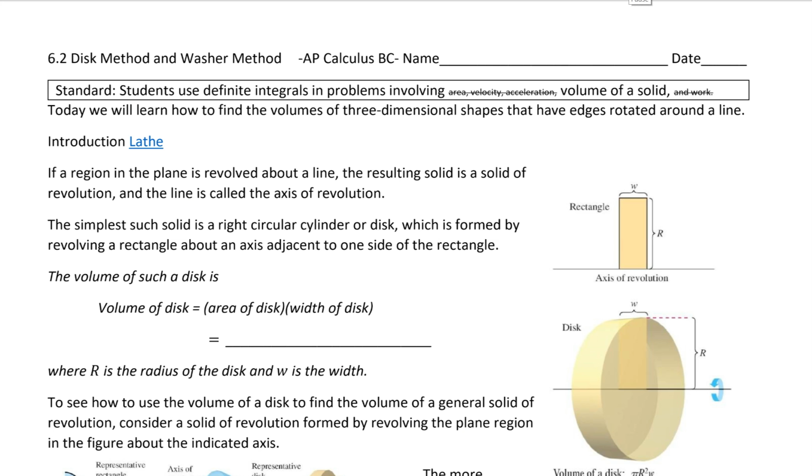Now there's quite a bit of reading and things that we have to do to get this out of the way. If a region in the plane is revolved about a line, the resulting solid is a solid of revolution. When you rotate something around a line, it's called a solid of revolution, and the line is called the axis of revolution. So here's what we got. We're taking this line right here, we're revolving it around here, and we get this nice disk.